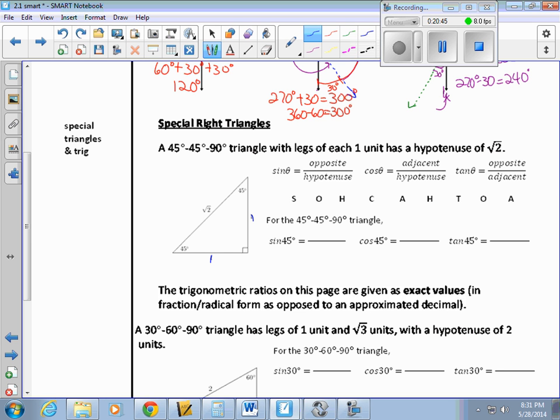So if this has legs of 1, then my hypotenuse is going to be c squared equals a squared plus b squared. So 1 squared plus 1 squared is 2. Square root of 2 is square root 2. So the sides opposite the 45 are 1, and the side opposite the right angle is square root 2. So that would mean that sine of 45 degrees, if sine is opposite over hypotenuse, is going to be 1 over square root 2.